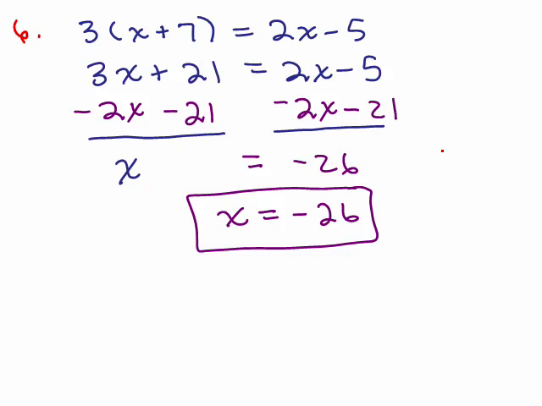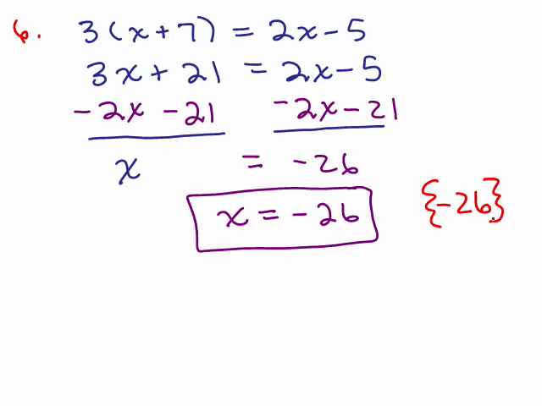Now you could do this in 2 steps. You could first subtract 2x from both sides, either horizontally or vertically, and then at the next step you could subtract 21 from both sides. That's just another way to do it. And there are many ways you could do it. I could do it 5 different ways.